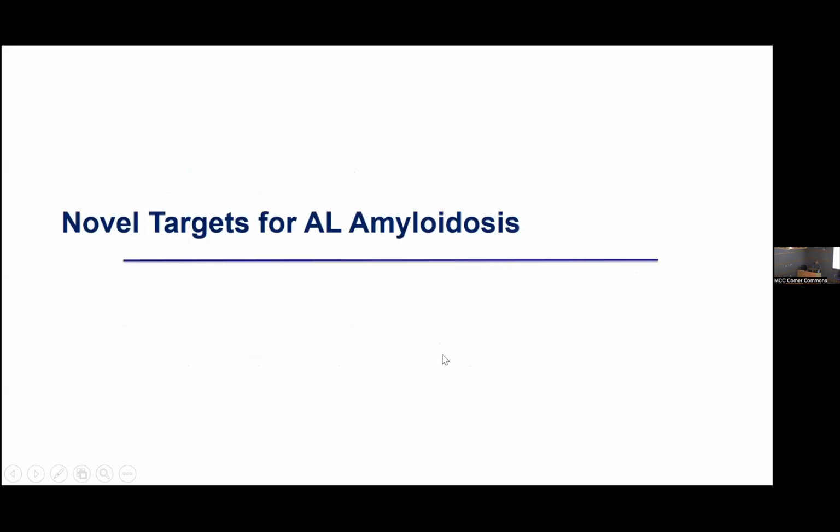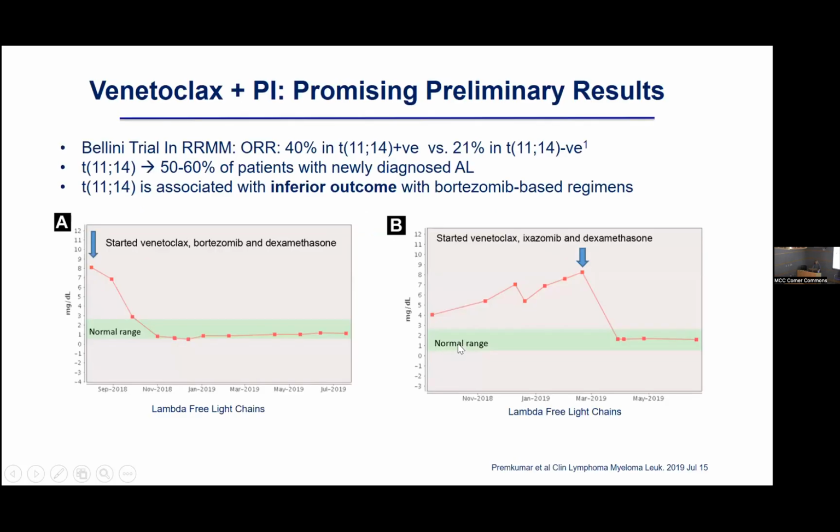Okay, so novel targets for AL amyloidosis. Venetoclax. Another board question: the most common cytogenetic abnormality in amyloidosis is t(11;14). And we know from the myeloma data that t(11;14) is exquisitely sensitive to venetoclax plus proteasome inhibitors. And t(11;14) does less well with Velcade on its own. So there now are case series and studies ongoing of venetoclax combinations in amyloidosis.